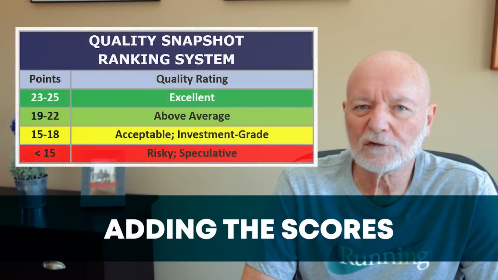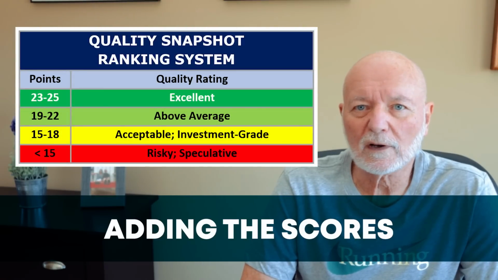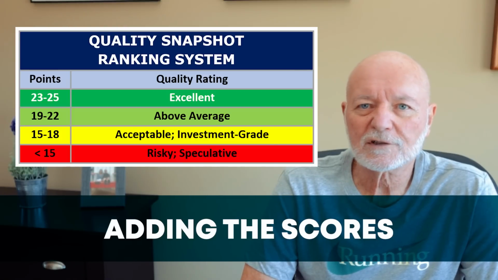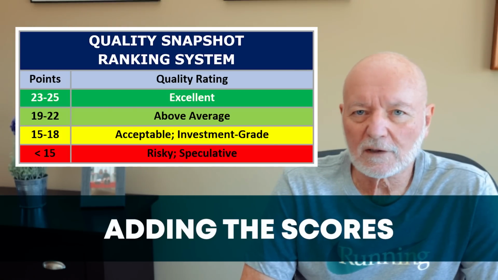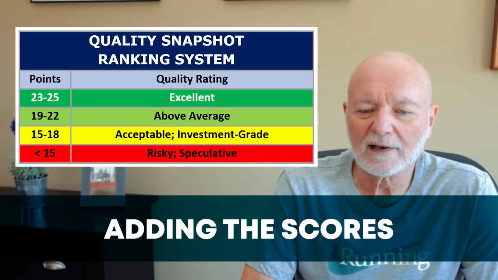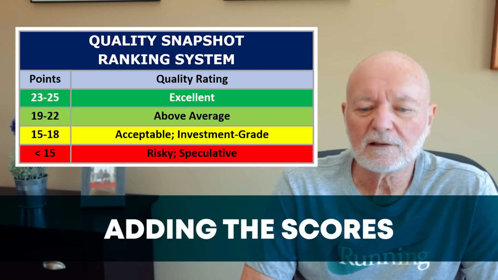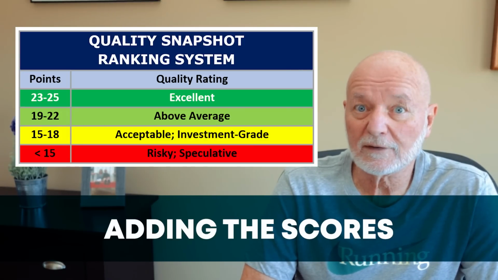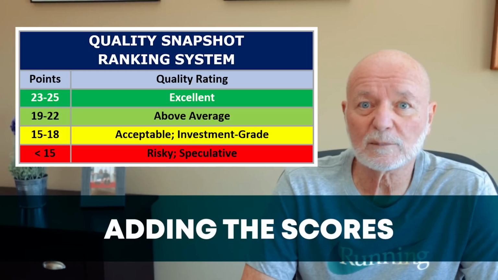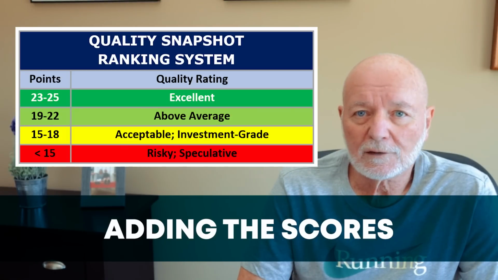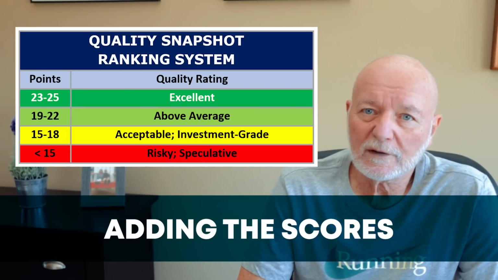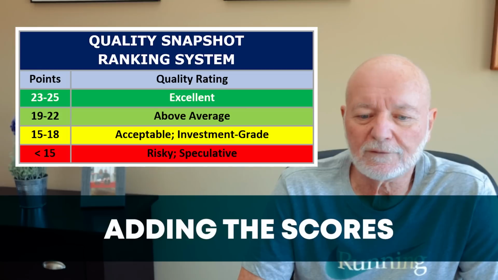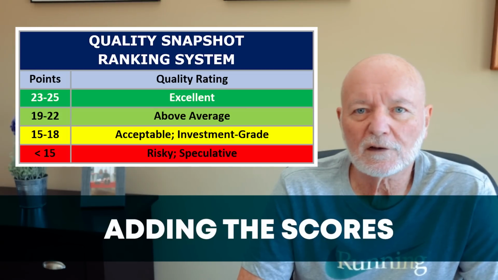This display shows how I interpret the points. I add up the points on each factor for a total score, which can be as high as 25. If a company gets 23 to 25 points, I consider that excellent. 19 to 22, I consider it to be an above average company and certainly very investable from a quality point of view. I consider a total of 15 to 18 points to be okay. Again, an investment grade company and perfectly acceptable.